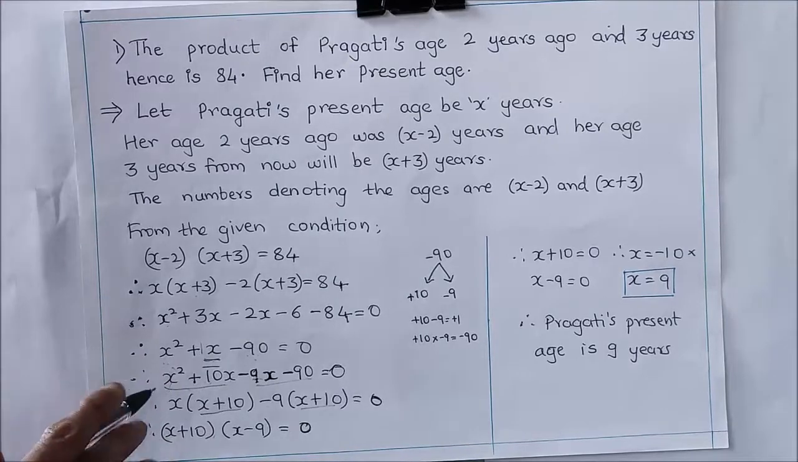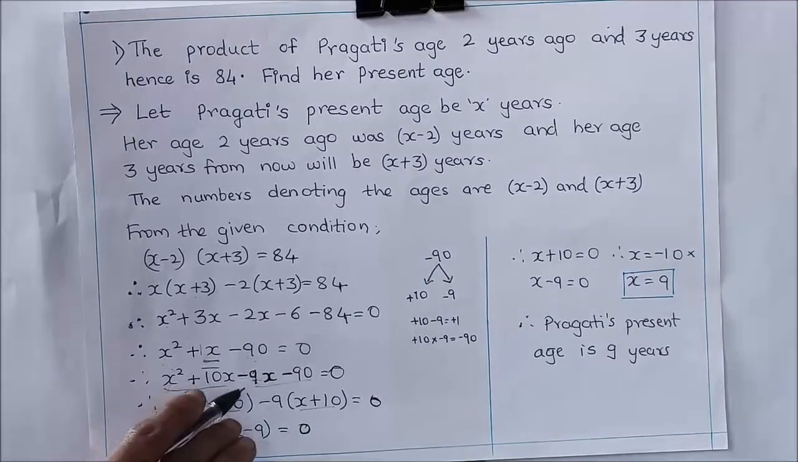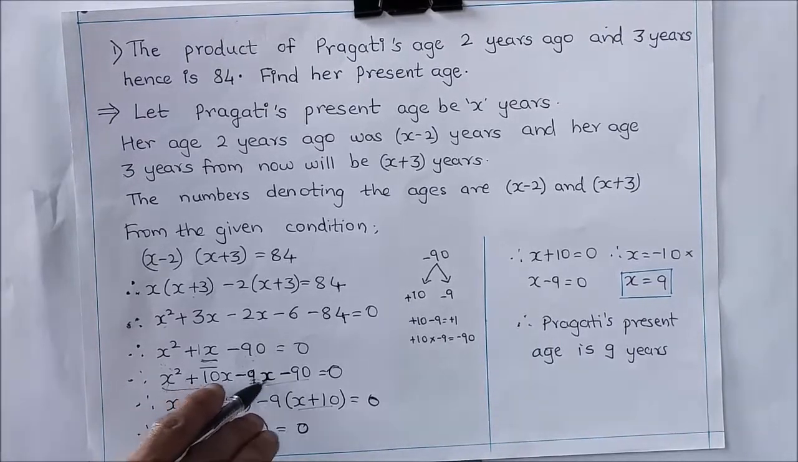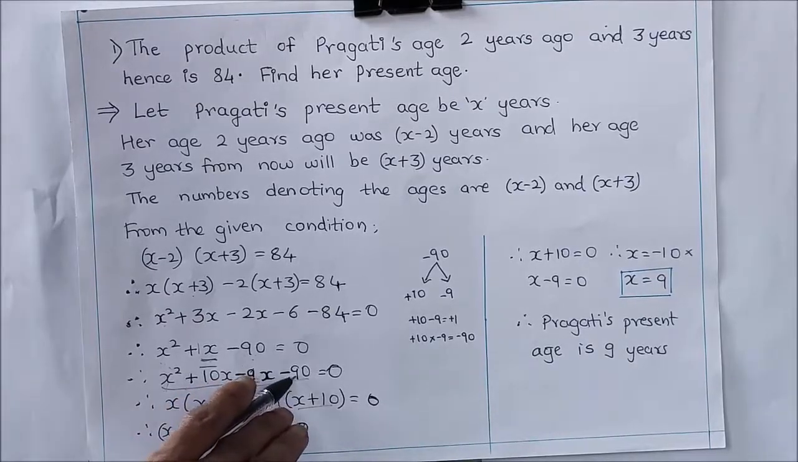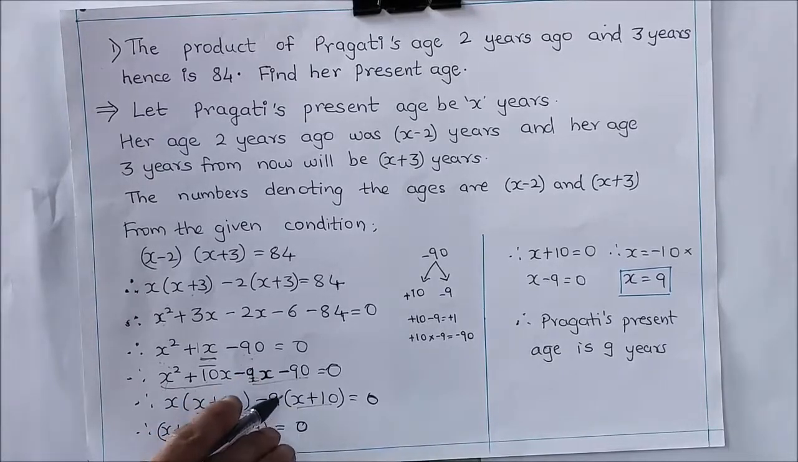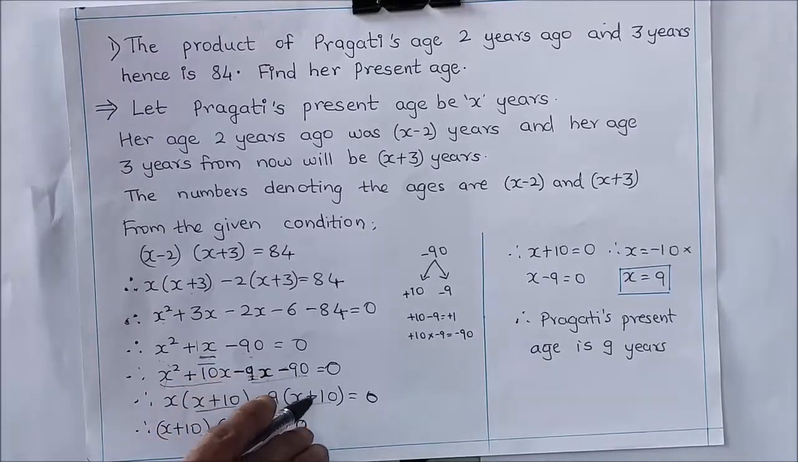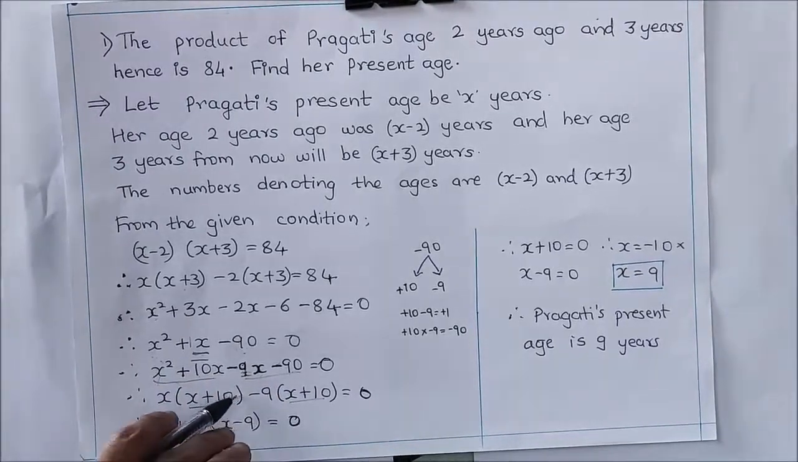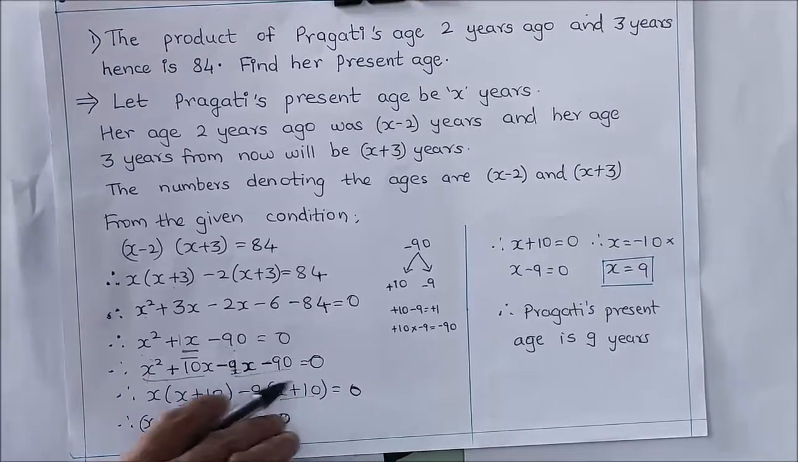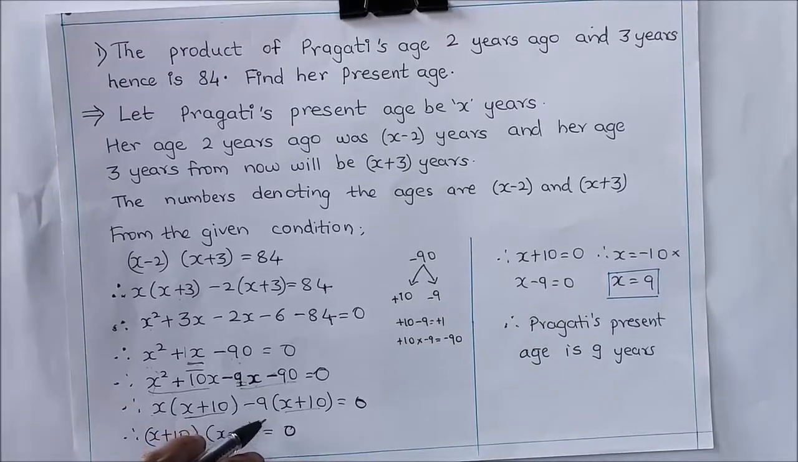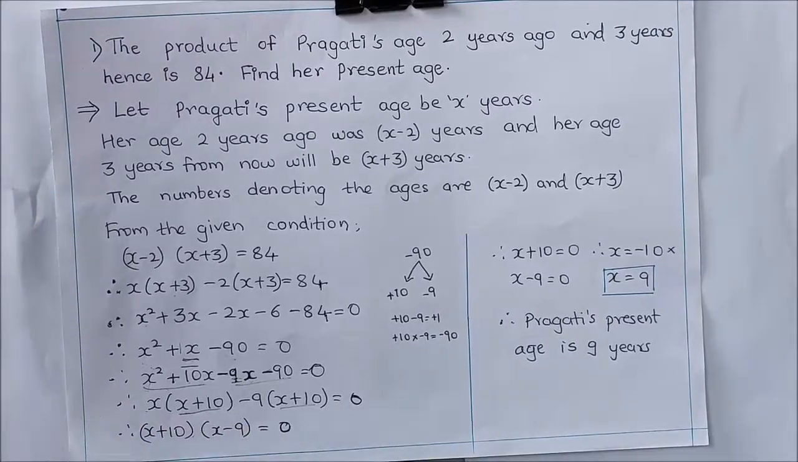In the first two terms, x square plus 10x, we take x common. So in the bracket I write x plus 10. In the next two terms, I take minus 9 common, because 9 tens are 90, so we get x plus 10. The common term is x plus 10. So x plus 10 in one bracket, and in the other bracket I write x minus 9, and equate it with 0.